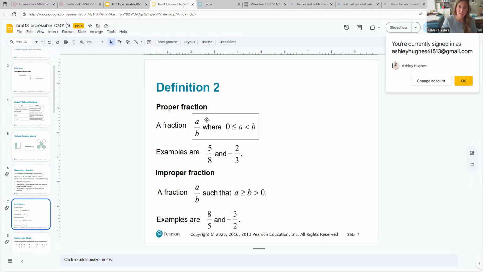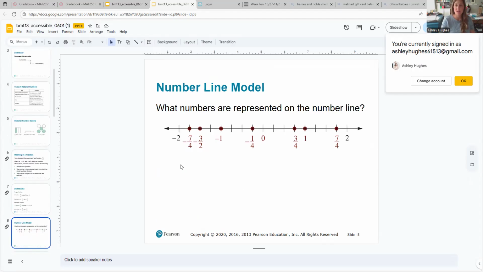And then proper fraction versus an improper fraction. So a proper fraction is just that the numerator is smaller than the denominator. And an improper fraction is that you have more pieces than total parts. So basically it's greater than 1. The top is bigger than the bottom. Here are numbers represented on a number line that are fractions.